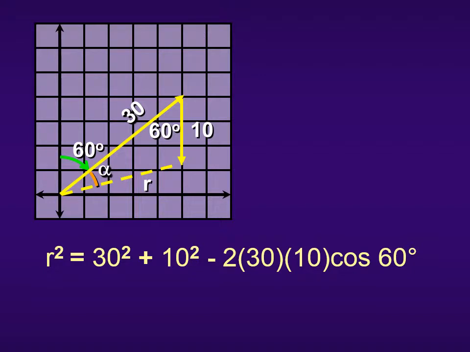First things first, let's get our r. So we have r squared equals 30 squared plus 10 squared minus 2 times 30 times 10 cosine of 60. You might wonder where that 2 times 30 times 10 cosine of 60 came from. Well, we need to subtract this little piece here. Here's the 30 squared, and here's the 10 squared, but we don't want this piece right here. So we get approximately 26.5 knots.